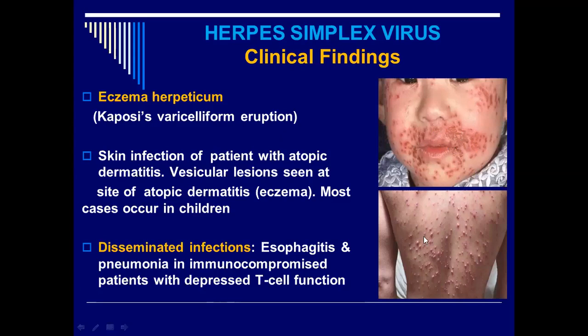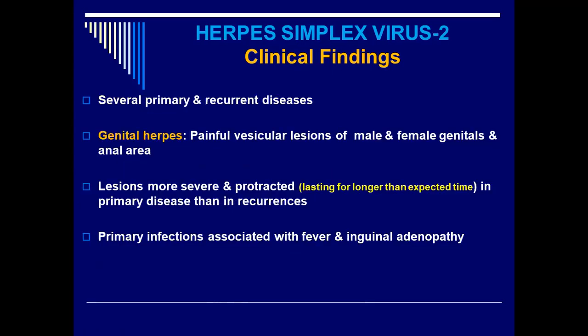Now, the disseminated infection of herpes 1: there is esophagitis and pneumonia in immunocompromised individuals, patients with depressed T-cell function. They can have this disseminated infection of HSV1. This mostly occurs in immunocompromised individuals whose cell count is low or who have depressed T-cell functions.